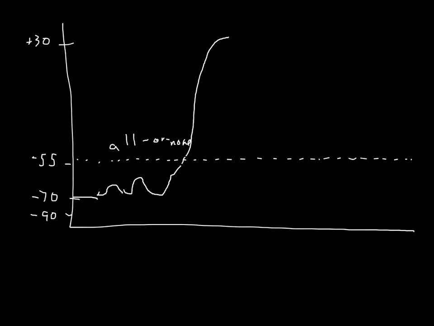The rest of the sodium gates open. Sodium continually floods the cell. Sodium is moving in. This phase is called depolarization. Whereas at the negative 70 resting membrane potential, we say the cell is polarized at that number. So at this point we've depolarized.